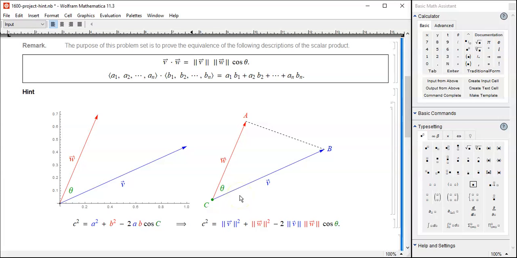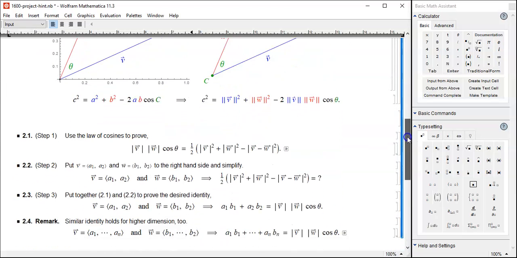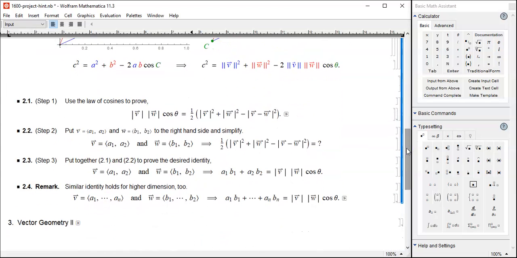And we have exactly the same 2D geometry, same law of cosines, except that the norm or the absolute value, the lengths of vectors v and w, will be calculated through the n-dimensional Pythagorean theorem. Good luck, everybody.